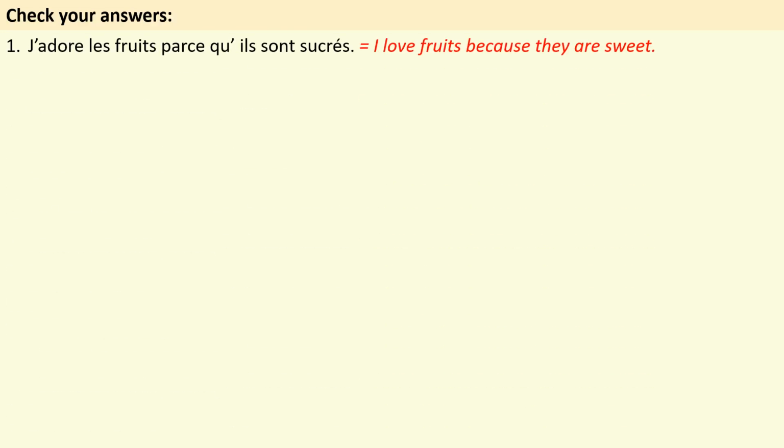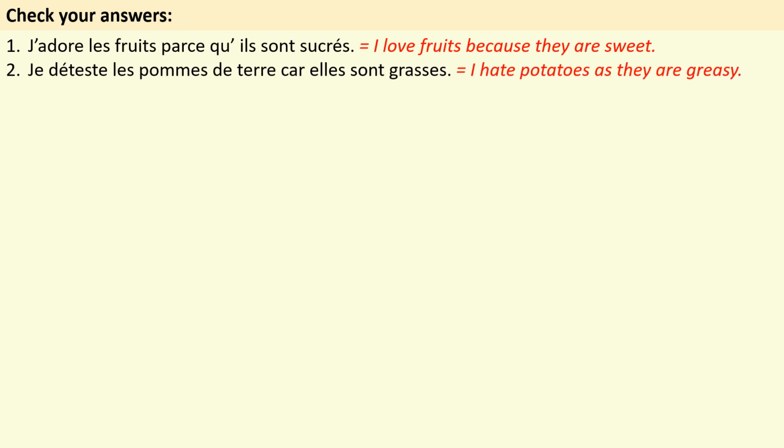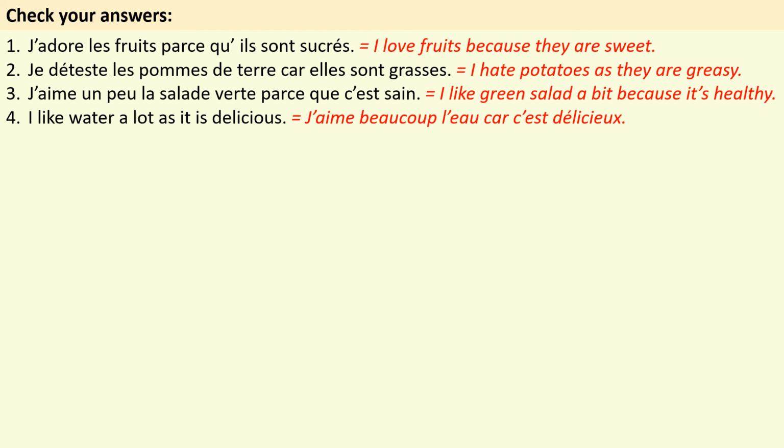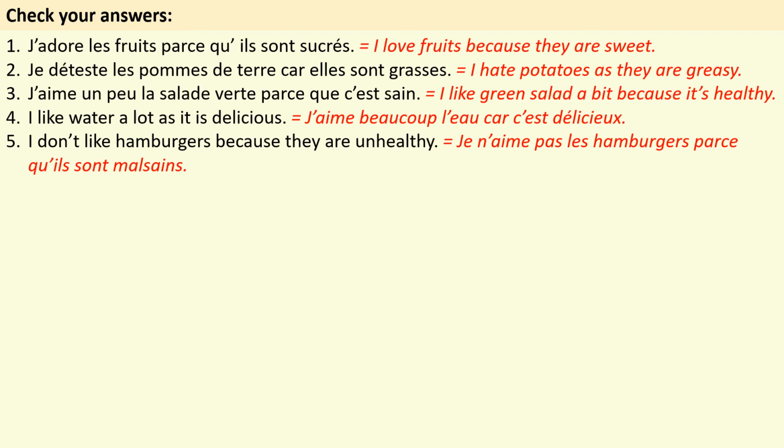Let's check your answers. 1. I love fruits because they are sweet. 2. I hate potatoes as they are greasy. 3. I like green salad a bit because it's healthy. Remember they say j'aime un peu, I like a bit green salad, but we translate it into English as I like green salad a bit, and that's our word order in English. 4. J'aime beaucoup l'eau car c'est délicieux. Make sure you got your accent on délicieux. And numéro 5, je n'aime pas les hamburgers parce qu'ils sont malsains. Make sure you got your ils sont correct and malsains with an S on the end in that masculine plural form. Merci.